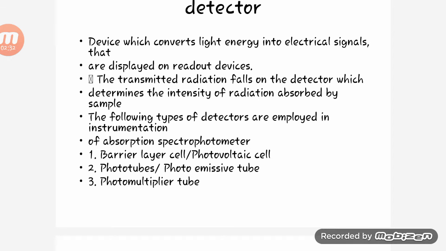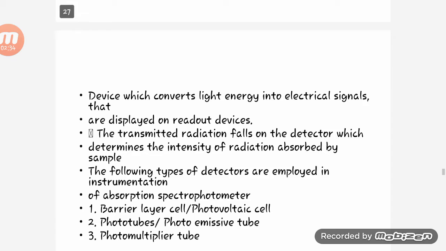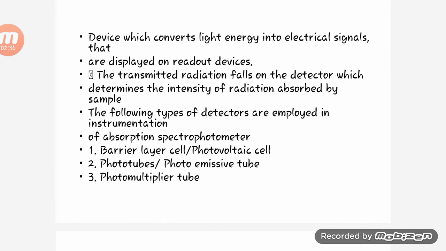Third is photomultiplier tube. The following types of detector are employed in the instrumentation of absorption spectrometer: first is barrier layer cell, photovoltaic cell, phototubes, photoemissive tubes and photomultiplier tubes.